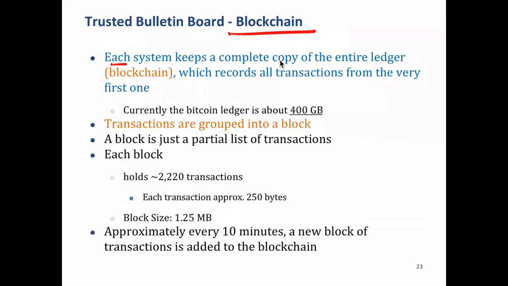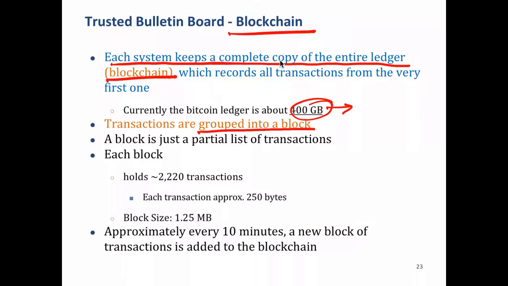Each node keeps a complete copy of the entire ledger, right from the beginning, which Satoshi created. If you want, you can see each and every transaction that has happened so far. It means that it will have a large number of blocks, and each block will have a certain number of transactions. Currently the ledger is more than 400 GB. This, of course, is almost 2 years old data.